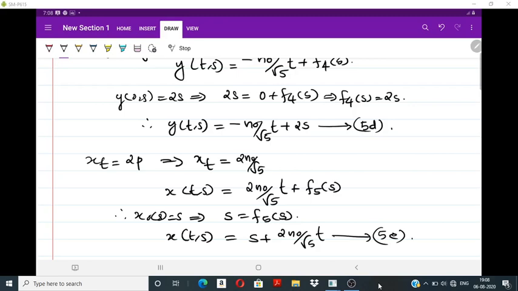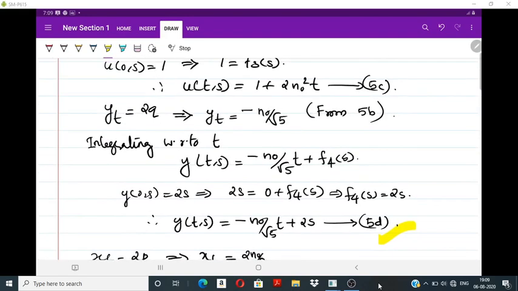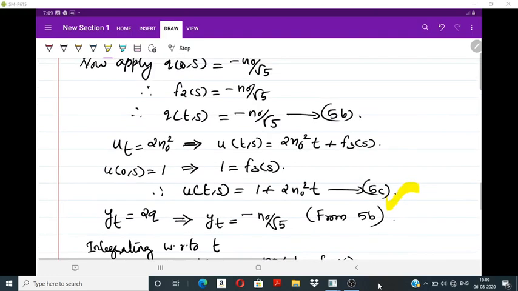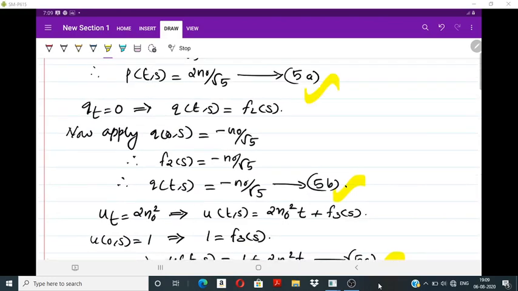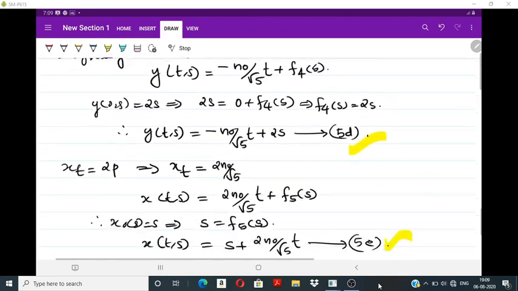Thus we obtained all the 5 solutions: x of t, s, y of t, s, u of t, s, then p of t, s, and q of t, s. So all the solutions we obtain.